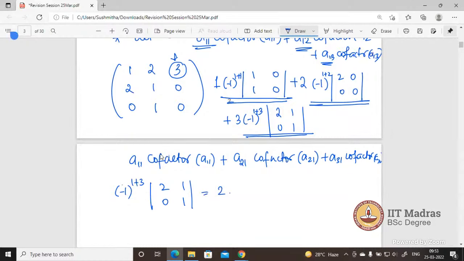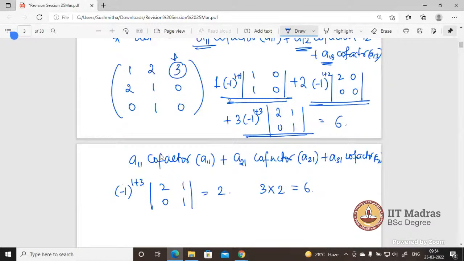So what will my determinant be? 3 into the cofactor corresponding to 3, which is 2, so 6. So my determinant is 6. But I can expand along any row or any column, and you'll get the same answer. Here we expanded along the first row. You expand along any row or any column, you will get the same number, which is the determinant of the matrix.